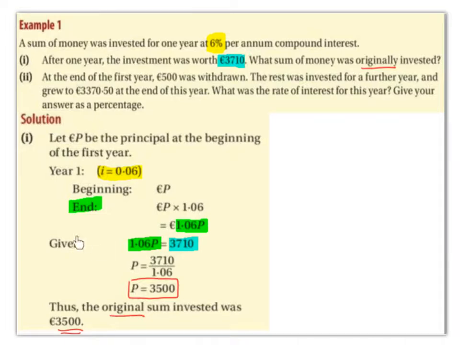We were given that 1.06P is equal to €3,710. That was the investment after 1 year. So now we just solve for P. So P is equal to 3,710 divided by 1.06, which is €3,500. Thus, the original sum invested was €3,500. This was the principal amount.